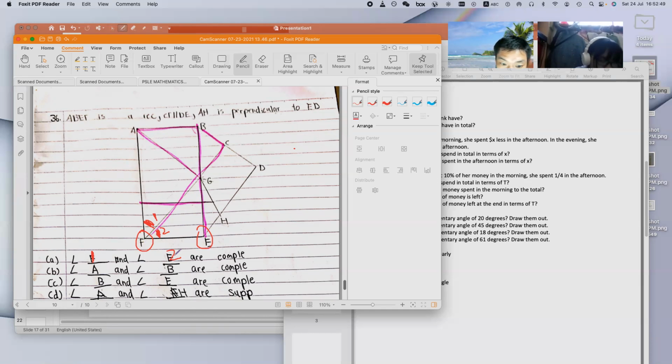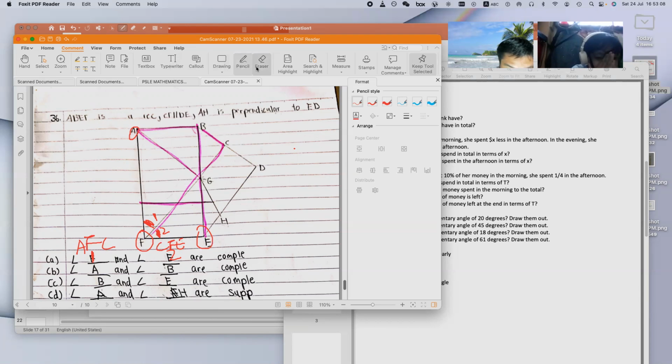Am I right or not? Yeah. So that means angle 1 is AFC. That's your angle 1. So your angle 2 is your CFE.